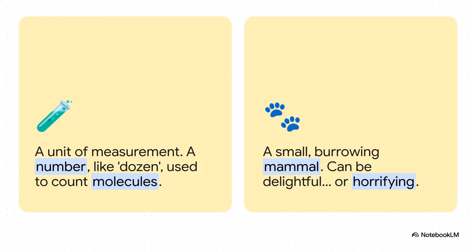So on one hand, you've got the mole from chemistry class. It's just a unit scientists use to count atoms. And on the other hand, you have the mole, the little burrowing mammal that digs up your lawn. And depending on your point of view, it's either kind of delightful or a little bit horrifying. Let's focus on the first one, though, the unit of measurement.